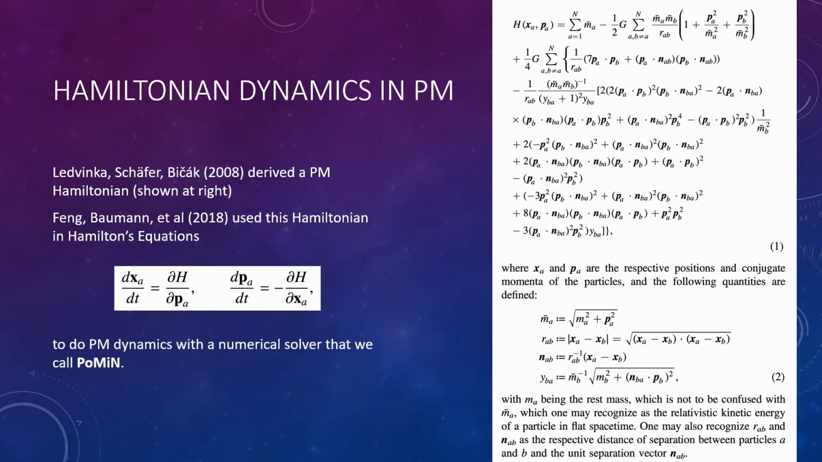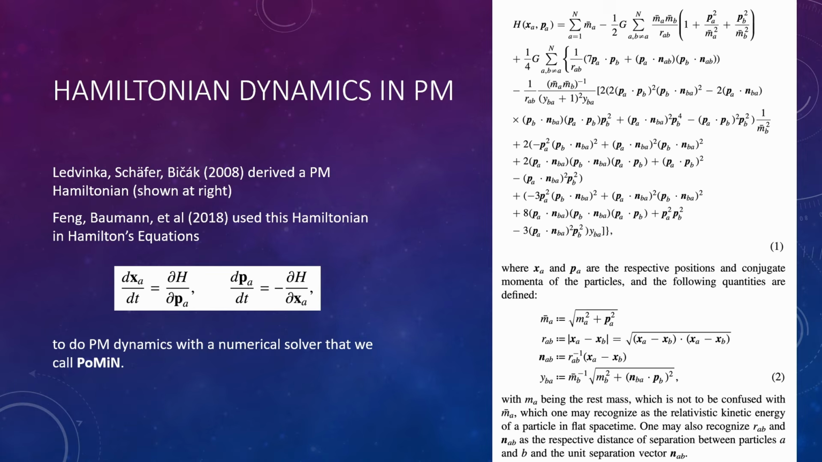And when you have a Hamiltonian, what you can do with it is put it into Hamilton's equations, which I have pictured right here. You see that H appears in a derivative on the right-hand side of Hamilton's equations. So if you can take the derivative of this Hamiltonian and put it into Hamilton's equations, then you have a model for doing dynamics in post-Minkowskian gravity, which is what Justin Fang, who's in the audience and speaking on Wednesday, and I and our collaborators did in 2018.